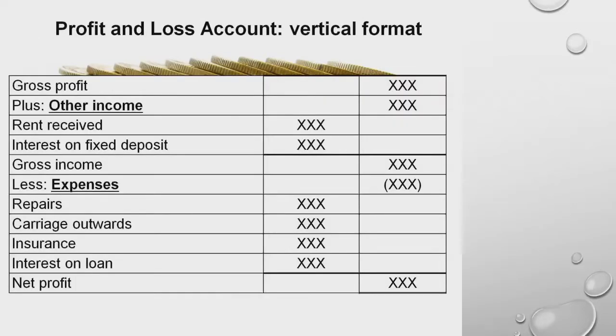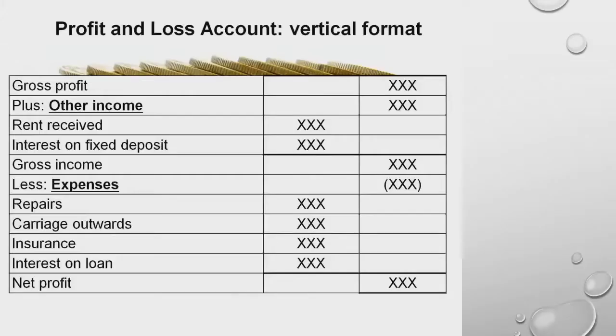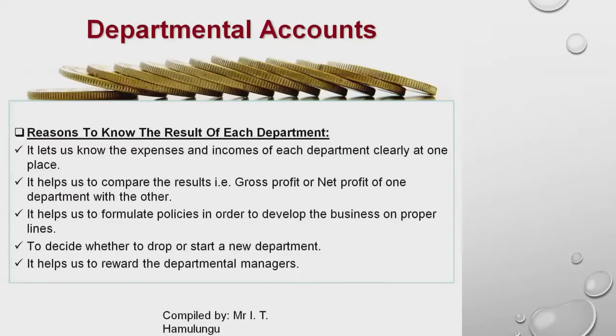After your gross income, less expenses, you add income, if there's income. That is the format. And later you get your net profit. You decide which format you are going to use, which one is more simple to use, as long as you know your groups of account. Okay? Now we are going to talk about departmental account.